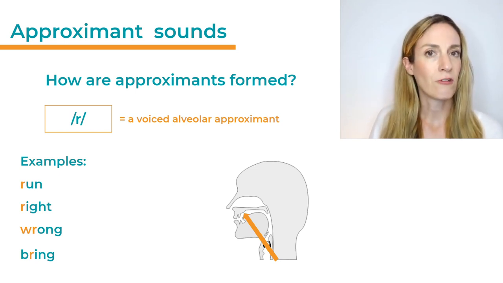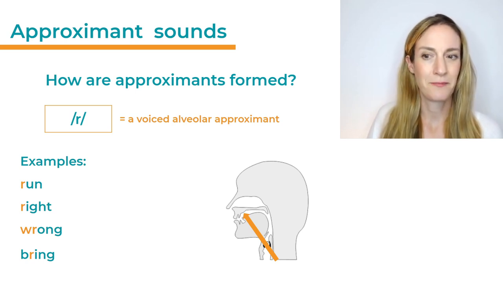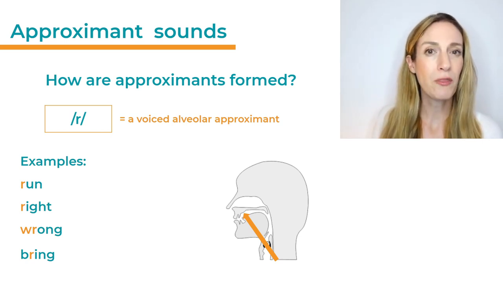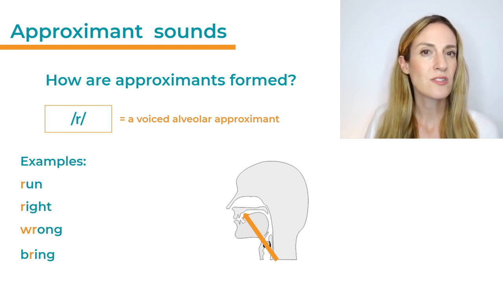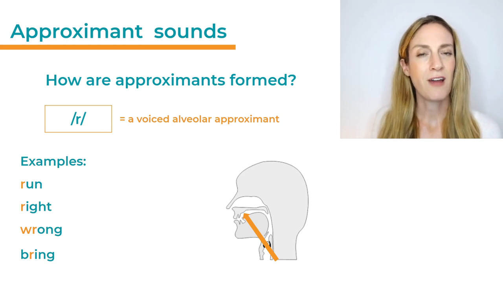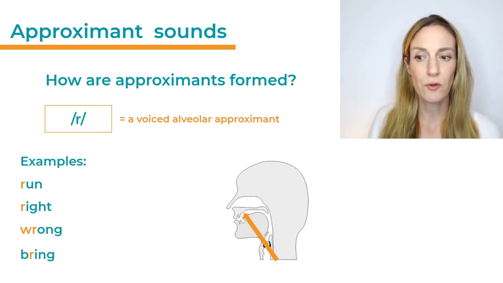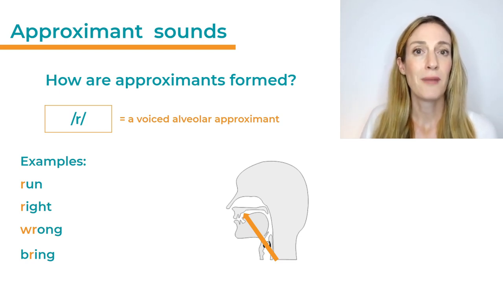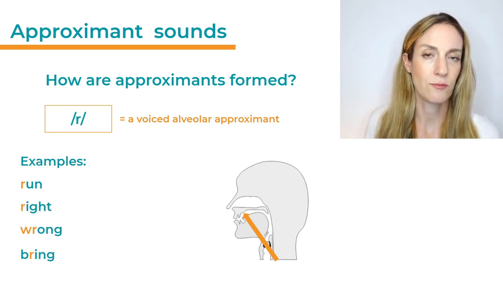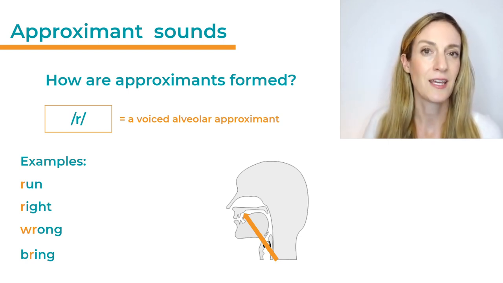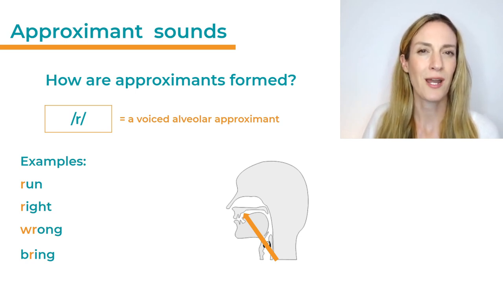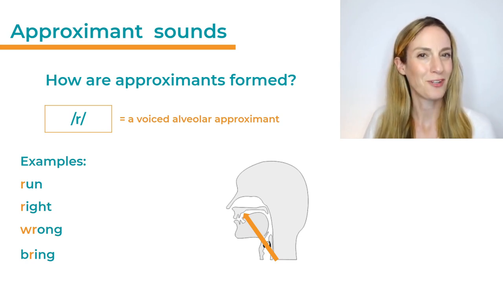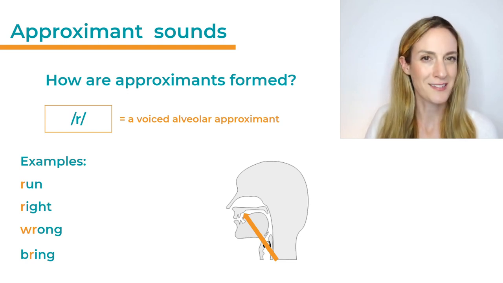We have run, very simple verb, run, right, wrong. So two opposites here, right and wrong, both start with an R sound, and also bring. Now, right, run, wrong, they all start with an R sound, although wrong has a silent W at first. But in bring, it is actually the second consonant. So we have B and R together, a consonant cluster here. Bring, br, br. So practice that a little bit. Run, right, wrong, bring, br, bring. Very good. Can't hear you, but I'm sure you sound fantastic.